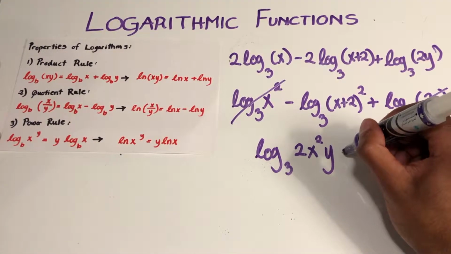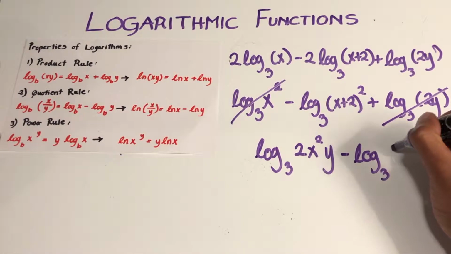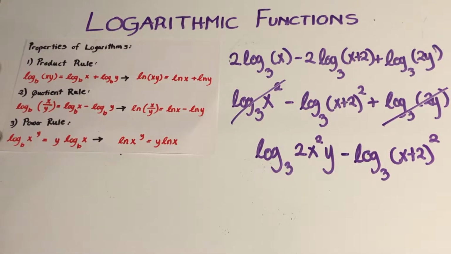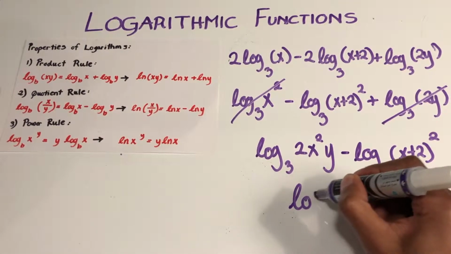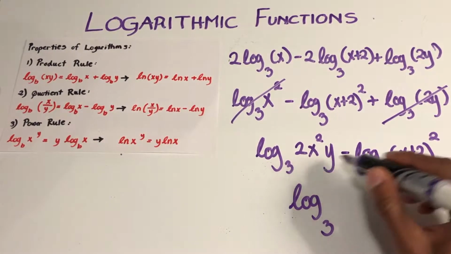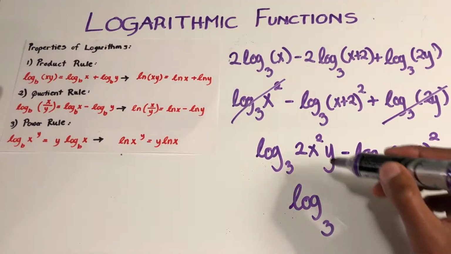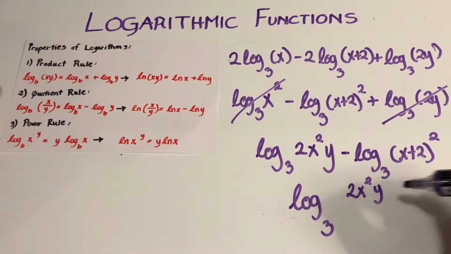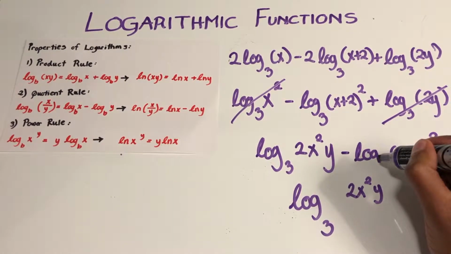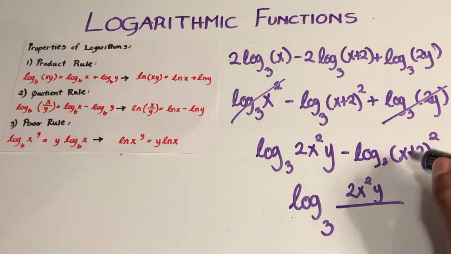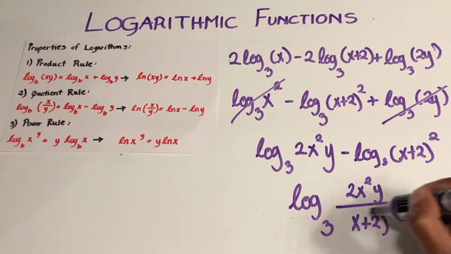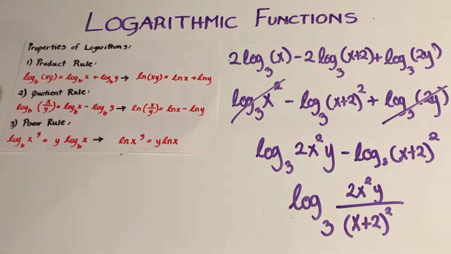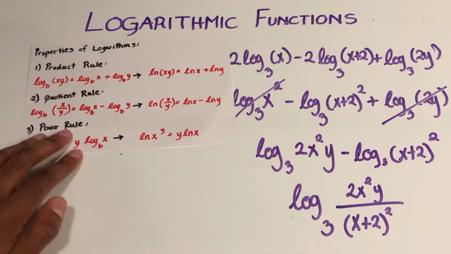Then we're left with negative log base 3 of x plus 2 squared. Now, since this is a subtractive property, we're going to follow the quotient rule. Combining it into one single logarithmic function, we have log base 3, with 2x squared times y in the numerator, then x plus 2 squared in the denominator, and that's our final answer. We were able to combine 3 logarithmic functions into a single logarithmic function.